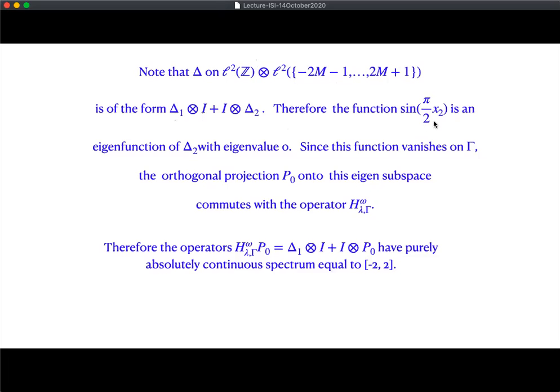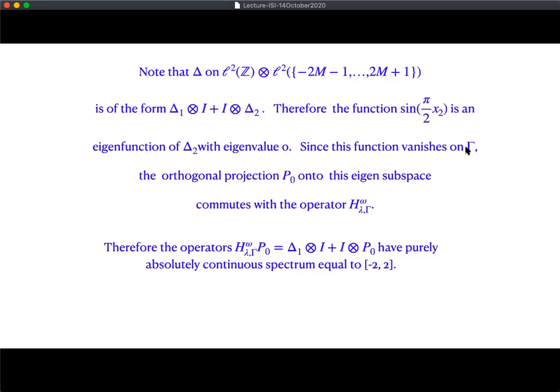So therefore, this function is an eigenfunction of delta 2 because it's a finite matrix. And this is an L2 vector as x2 varies in this set. So this solution is in L2. Therefore, delta 2 has an eigenvalue, which is 0, with an eigenfunction, which is in L2.